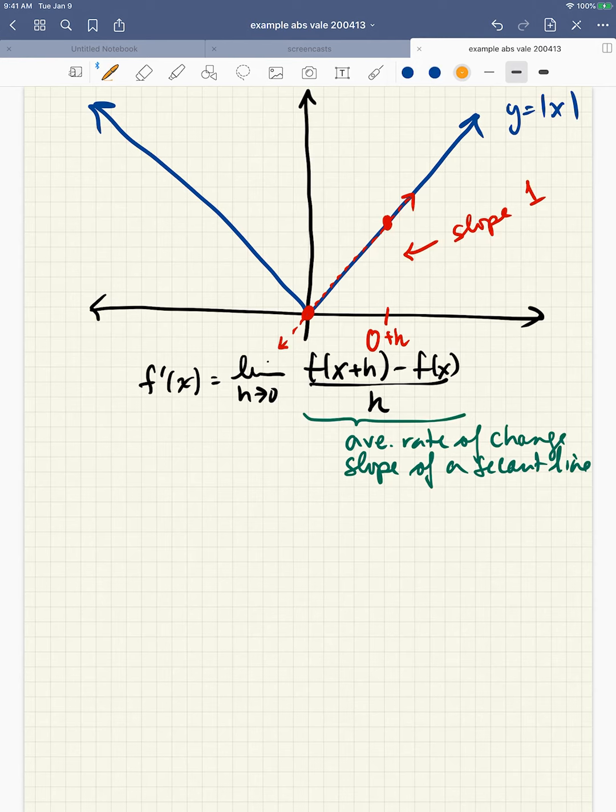Okay? But now let's look over here at secant lines on the left. So this is for h's that are negative. All the secant lines over here look like that. And they all have slope -1. So the slopes, if you come from the left, are never going to be the same as the slopes if you come from the right. They're always going to be different, and that's what we were seeing in the calculation of these one-sided limits. So this is geometrically what's happening.